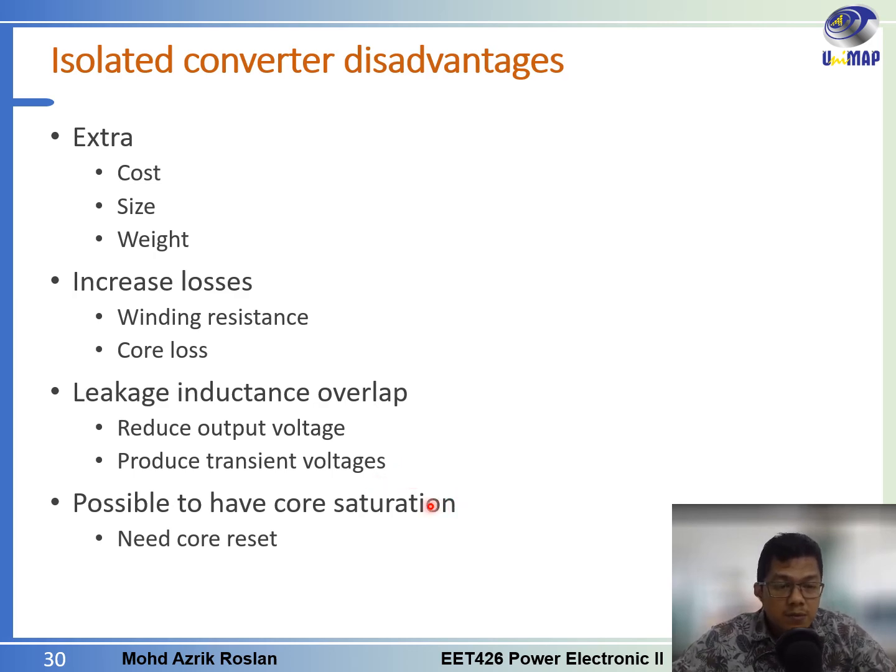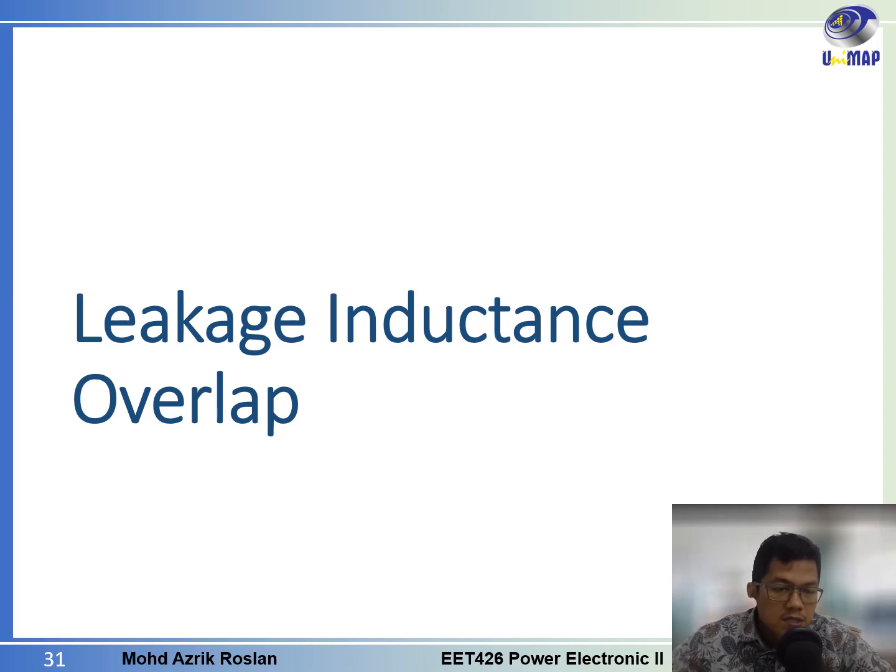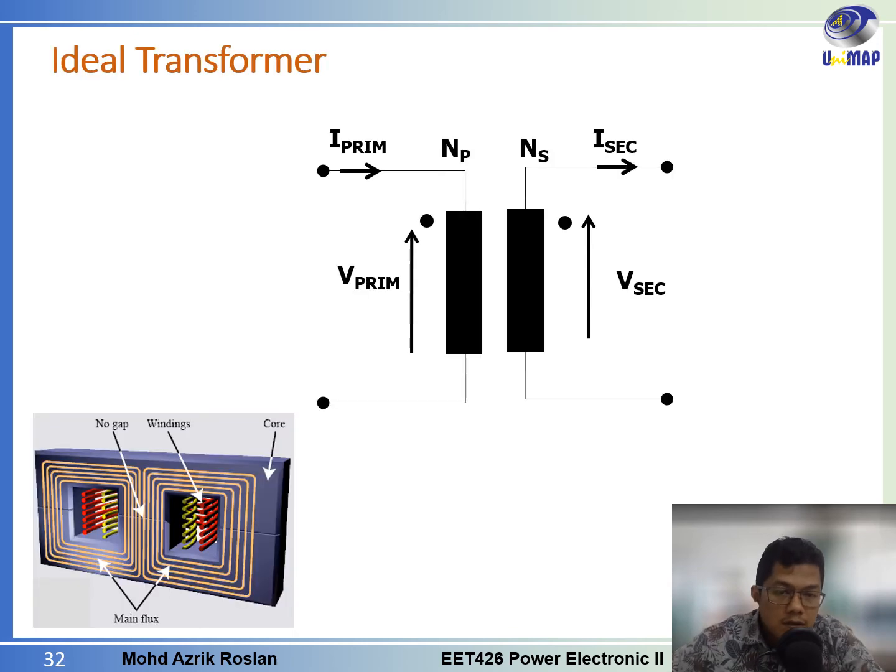This one, the final point: we already mentioned that because we have the transformer, it's possible that the core of the transformer will saturate, and to avoid saturation we need the core reset winding. In this part we will learn about the leakage inductance and how it can affect the performance of the isolated forward converter.